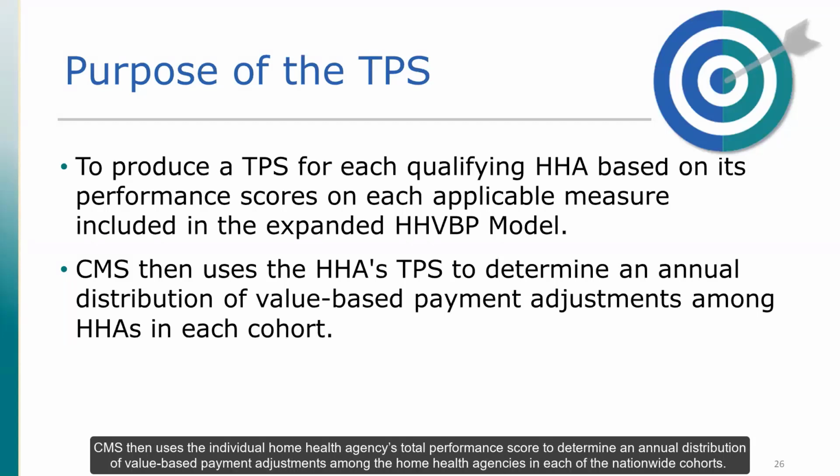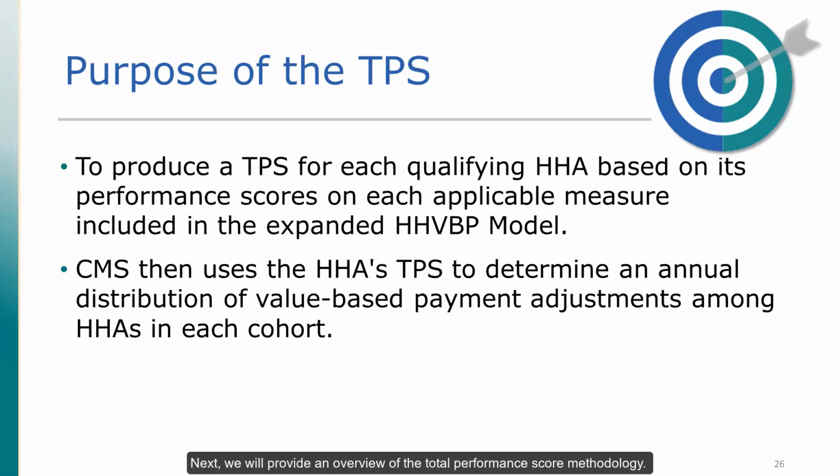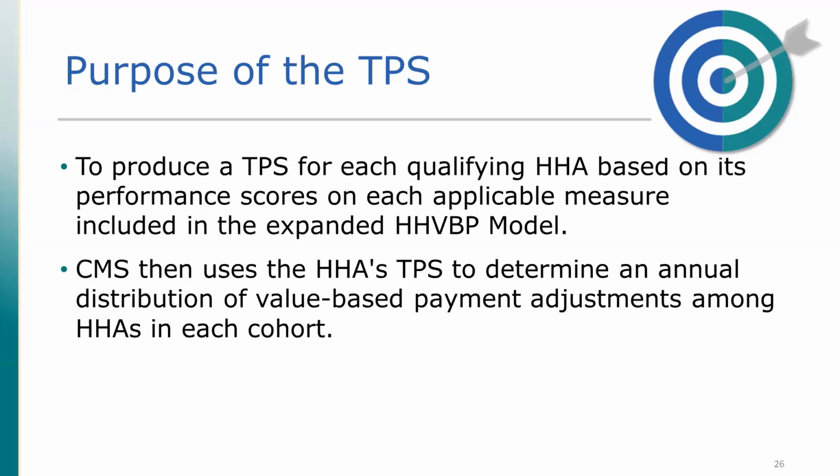CMS then uses the individual home health agency's total performance score to determine an annual distribution of value-based payment adjustments among the home health agencies in each of the nationwide cohorts. Next, we will provide an overview of the total performance score methodology.